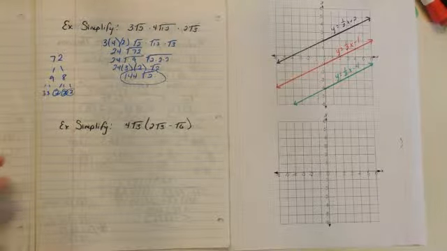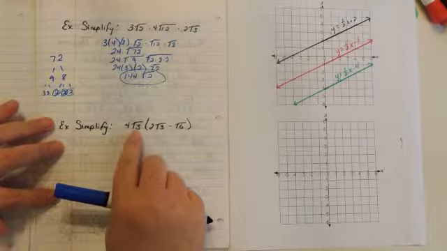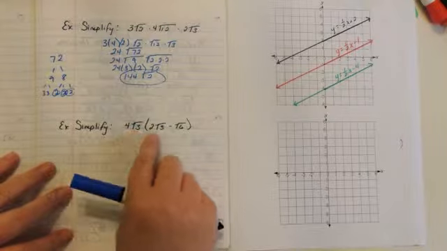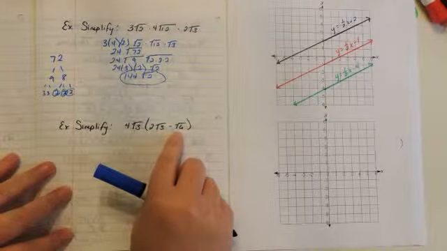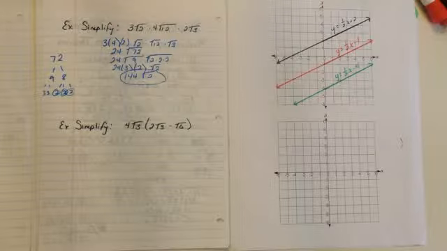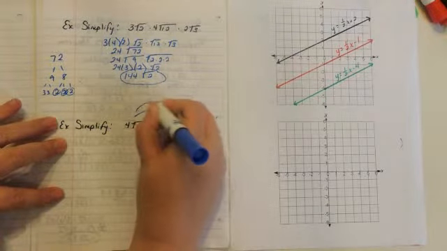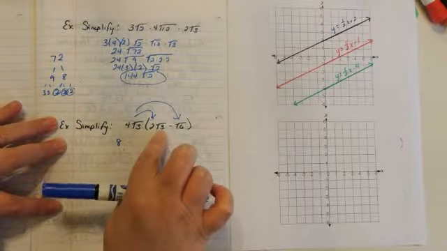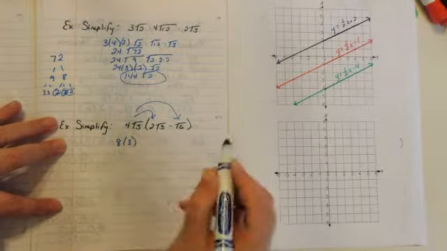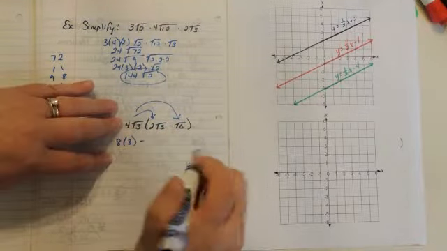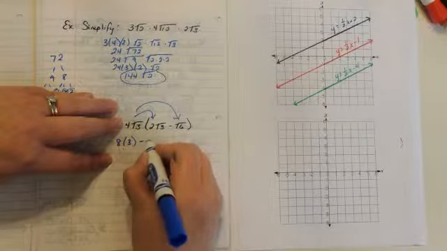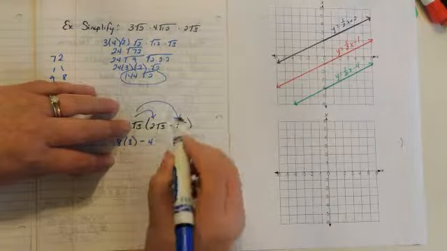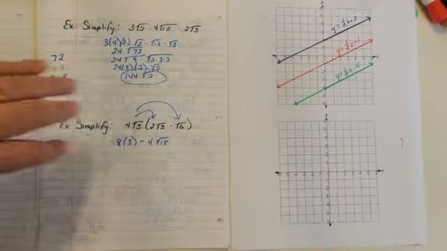Let's try another one. We have 4 times the square root of 3 times the quantity 2 times the square root of 3 minus the square root of 6. Okay, so we're going to use the distributive property. We have 4 times 2 is 8. The square root of 3 times the square root of 3 is 3. Minus, don't lose that minus, 4 times 1, there's an implied 1 here, times the square root of 3 times the square root of 6, which is the square root of 18.